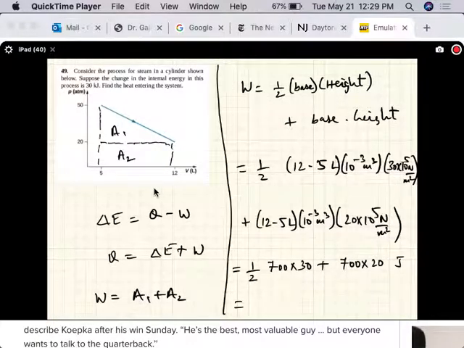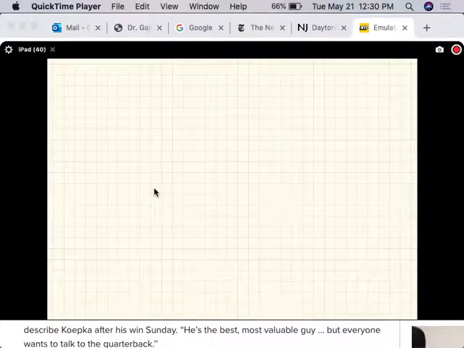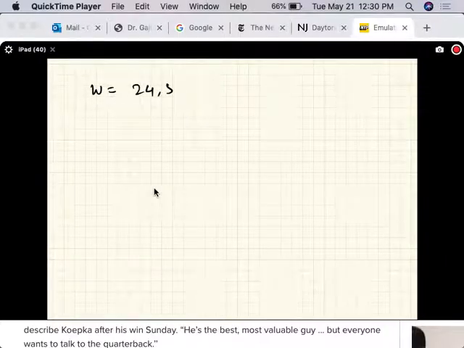So 700 times 15 is 10,500 plus 14,000. All right, so I guess I'm running out of room. I'll write. So work done is 24,500 joules.